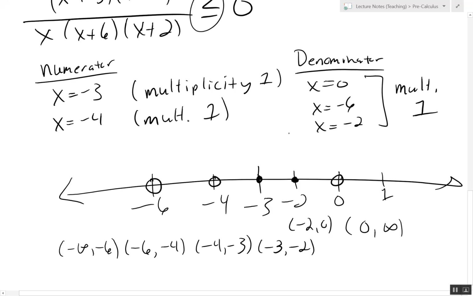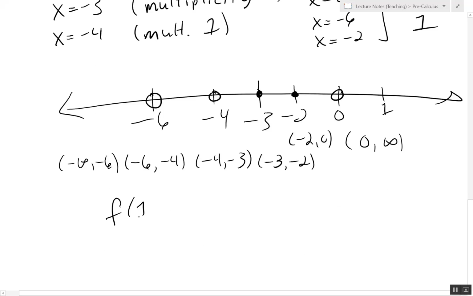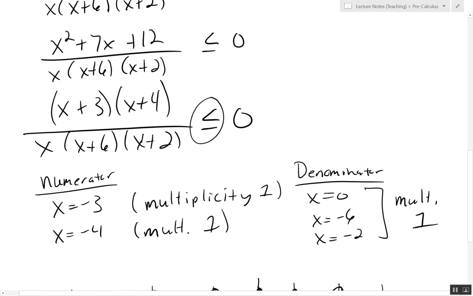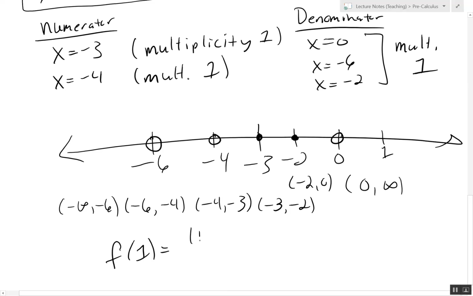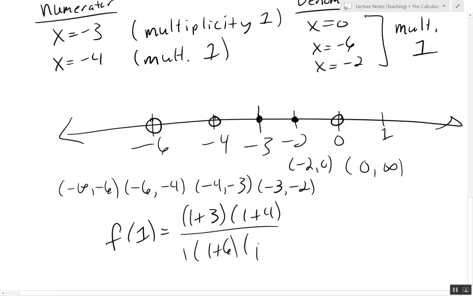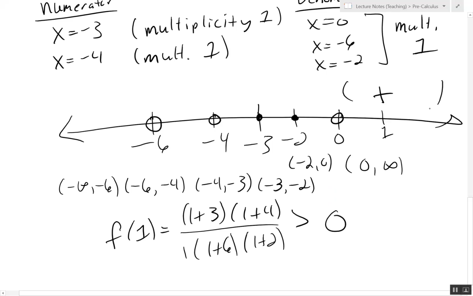So we figure that f of 1, well, we go up to our f, which in this case is going to be our big factored form. And so let's just plug in 1 everywhere. So we'll have 1 plus 3 times 1 plus 4 all over 1 times 1 plus 6 times 1 plus 2. And I don't really even care what the number is. All I care is all those terms are positive, so that means that this is going to be greater than 0. So this whole entire interval here is positive.